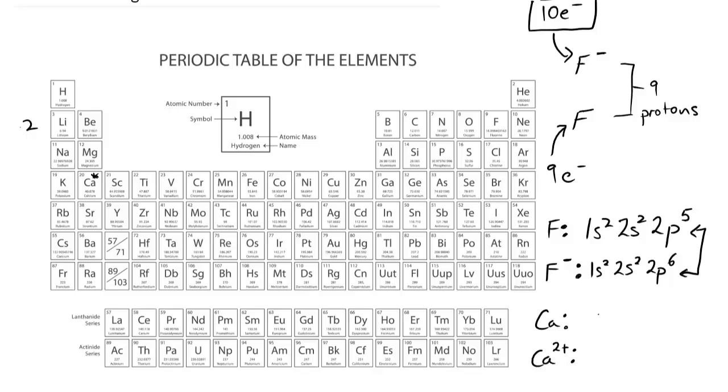Now if we look at just normal calcium, again we're going to fill in the first shell, then the second, so 2s2, then the second shell's p, so 2p6. Then we fill in the 3s2, then 3p6. I'm just trying to fit it in here, sorry. And then finally the 4s2.